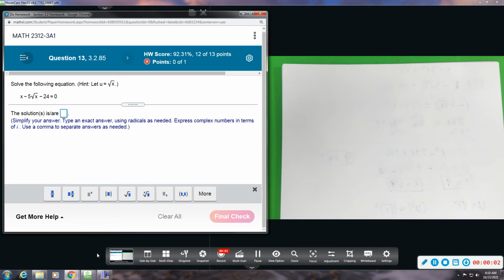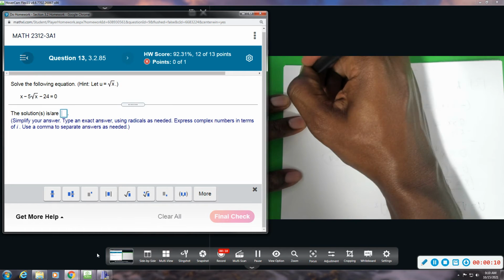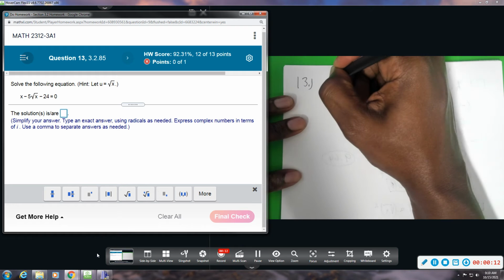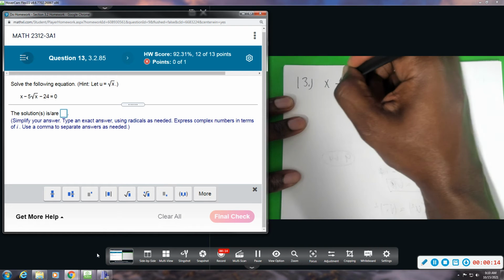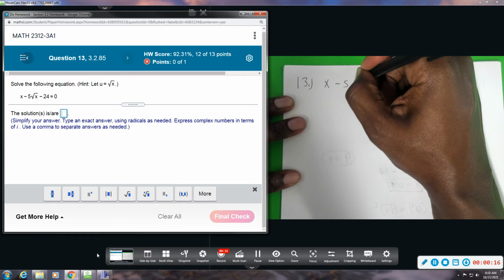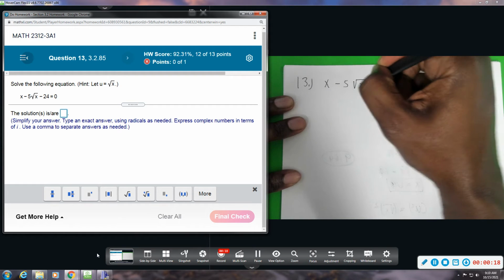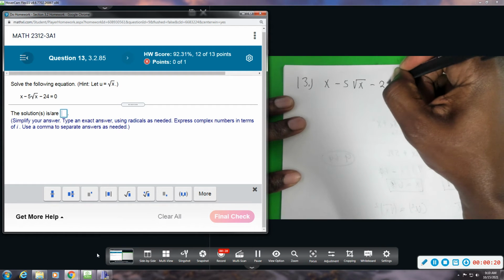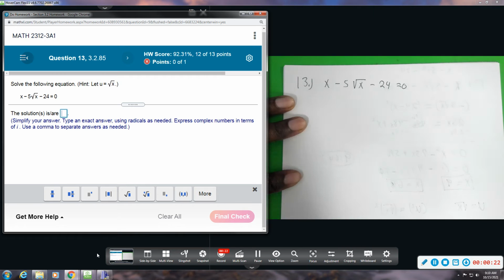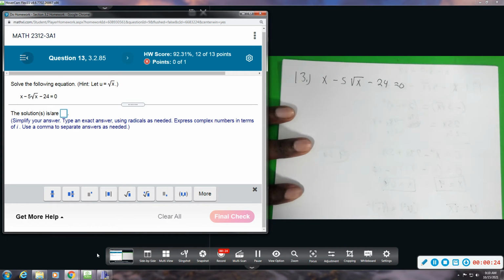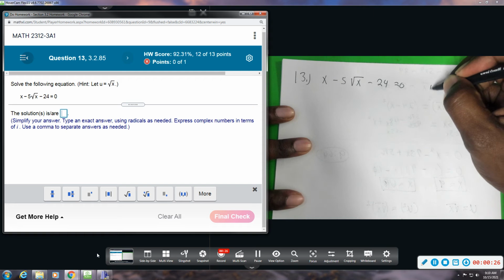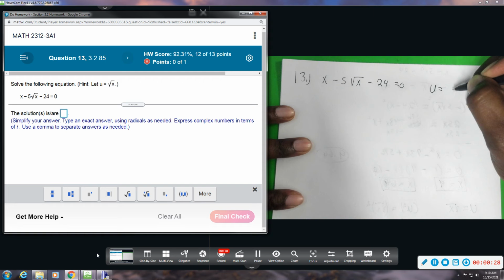All right, number 13, we want to solve this equation, and they want us to use a u substitution. So number 13, we have x minus 5 times the square root of x minus 24 equals 0. And then they tell us, hint, to let u equal the square root of x.